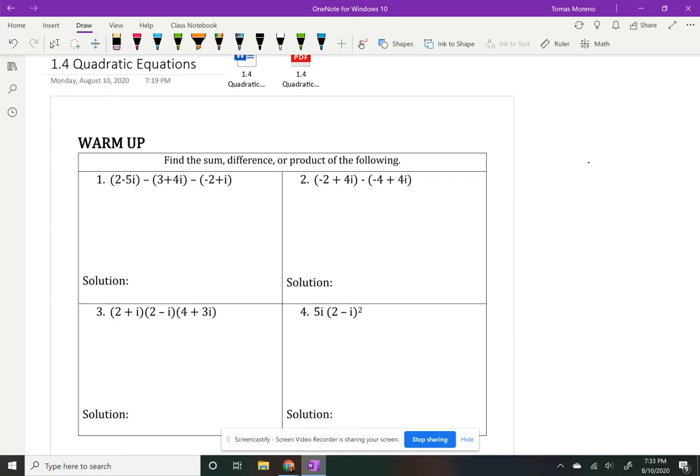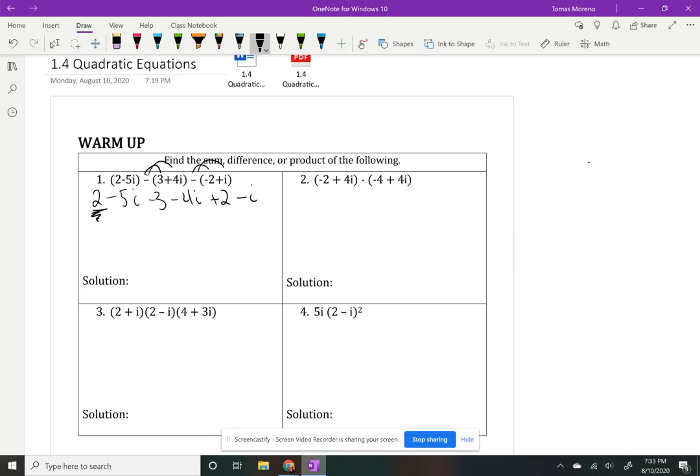So we introduced the i, which is the imaginary unit. So right here, we're just going to use the i as kind of like a variable. So we're going to add and subtract some of the terms, and we're also going to multiply. So in this case right here, I'm going to distribute just the negative. So I'm going to have 2 minus 5i, minus 3 minus 4i, plus 2 minus i.